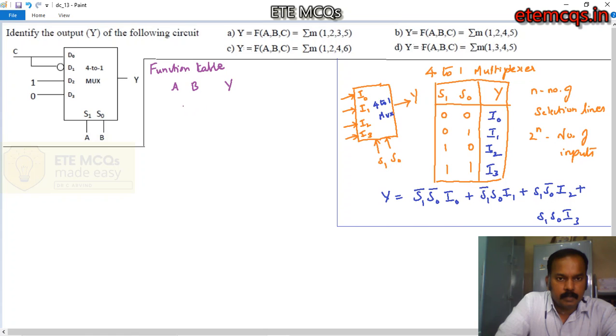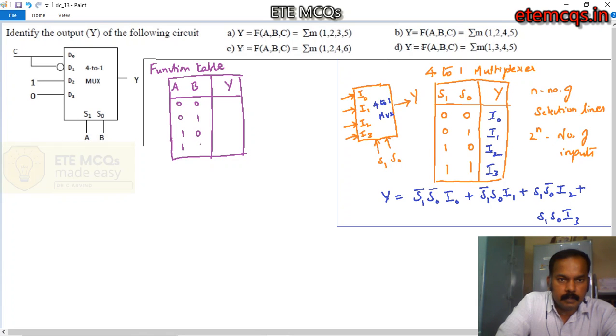And the 4 possible combinations for selection lines we will have are 0 0, 0 1, 1 0 and 1 1. For 0 0, C is available or produced at the output. For 0 1, C bar is produced at the output. For 1 0, 1 is passed on to the output. And for 1 1, 0 is passed on to the output. Now let us try to construct the Boolean function, similar to what we have done here.